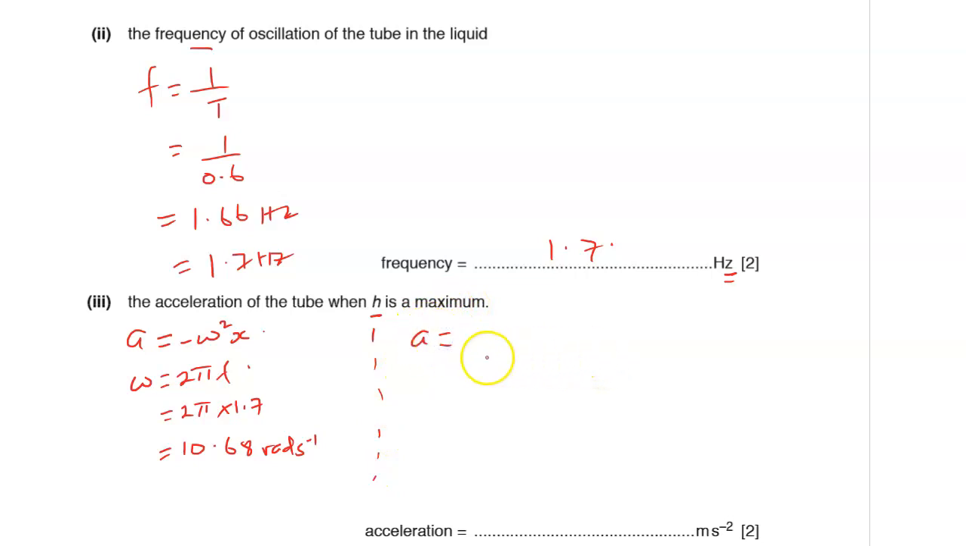Maximum height is 0.2. We had found that, so this is going to be minus 10.68 squared times x. Maximum x is 0.02. We had calculated that, so when you calculate nicely, you're going to get an acceleration of 2.28 meters per second squared. We have calculated acceleration. Therefore, this will be basically 2.3, close to 2 decimal points. 2.3 is the answer there.